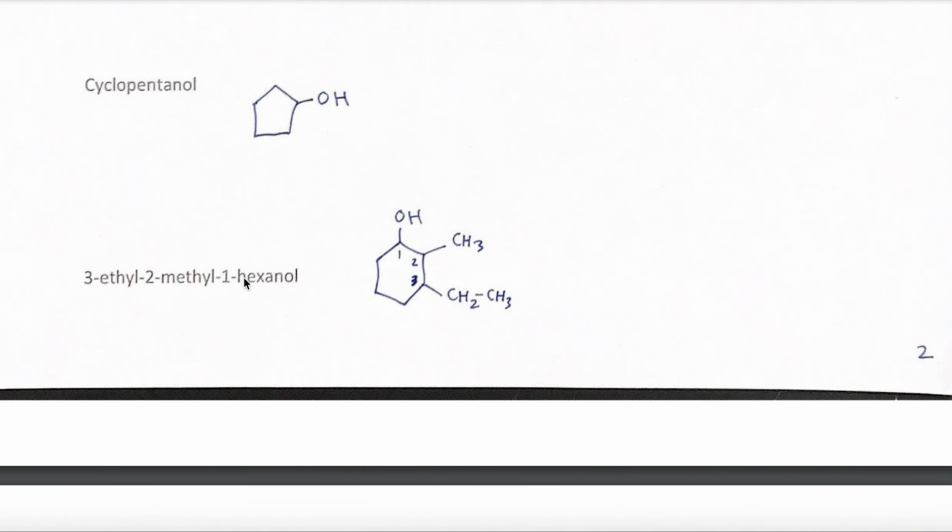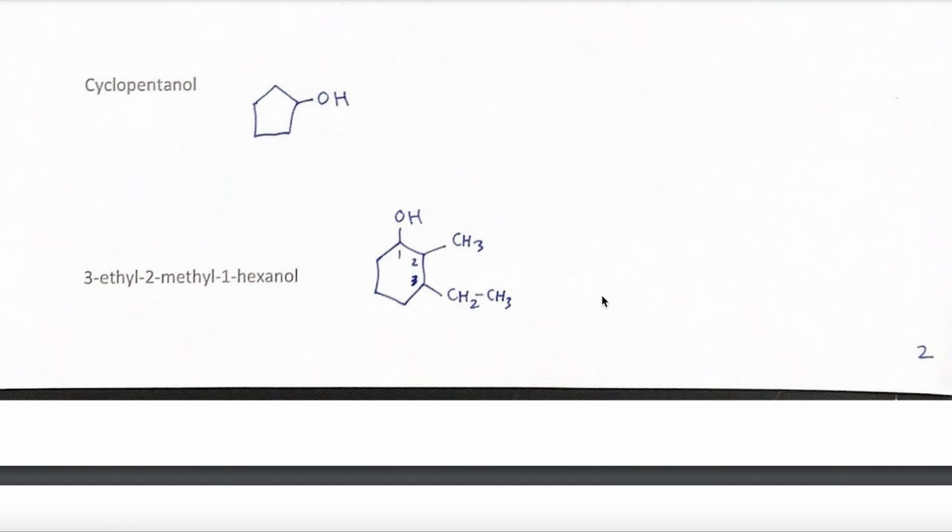This should be cyclohexanol, no 1. That's bad, all right? Because it's cyclic, you don't have to put numbers on. And I'm missing a cyclo, okay? So please fix that. So it should be 3-ethyl-2-methylcyclohexanol.